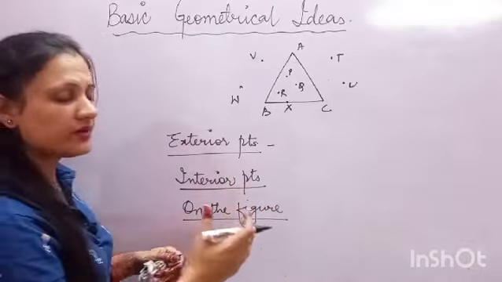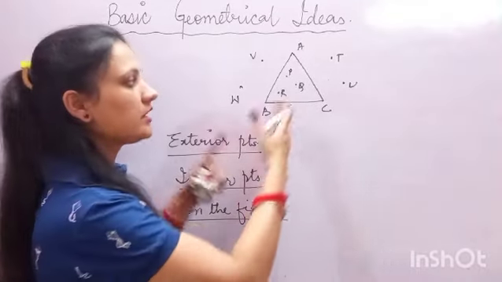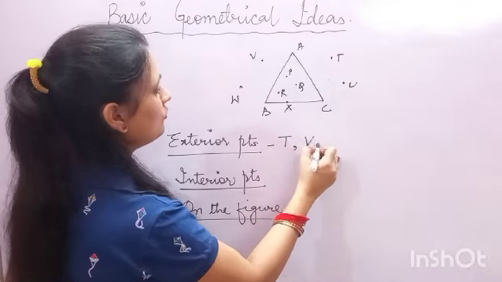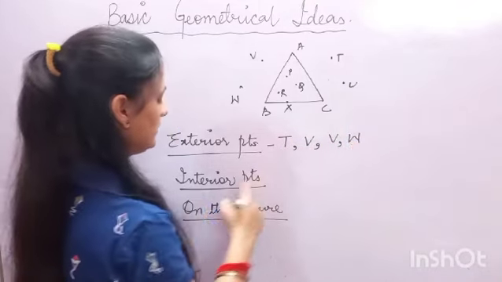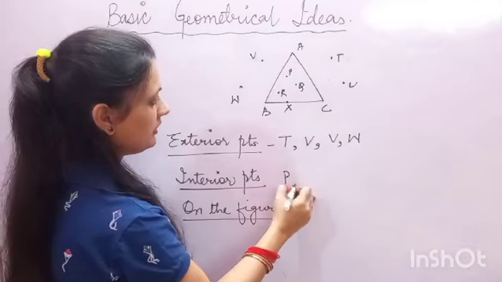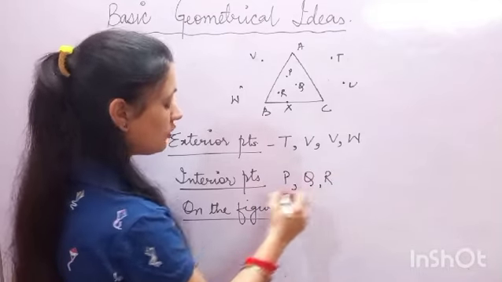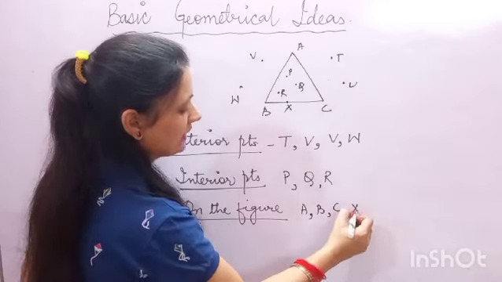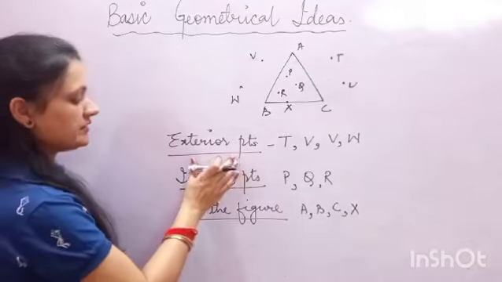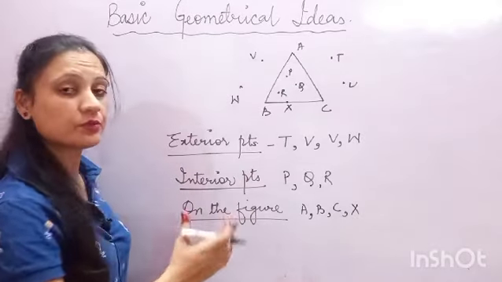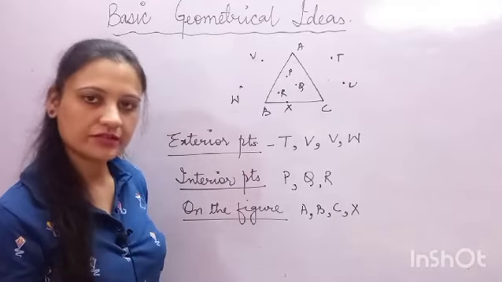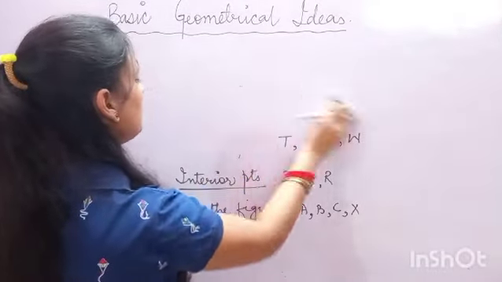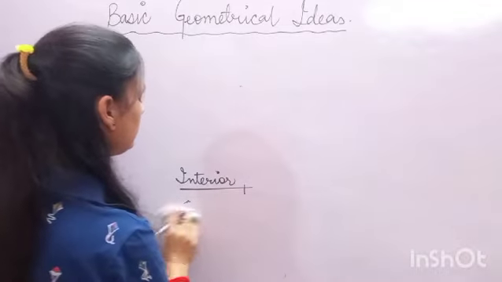Exterior point, by the name itself you can understand, are those which are outside. So which are the points which are outside? That is T, U, V, W. Interior, inside: P, Q, R. And on the figure are A, B, C and X. Understood? Exterior points, interior points and the points which are on the figure. Understood? Let's move ahead.